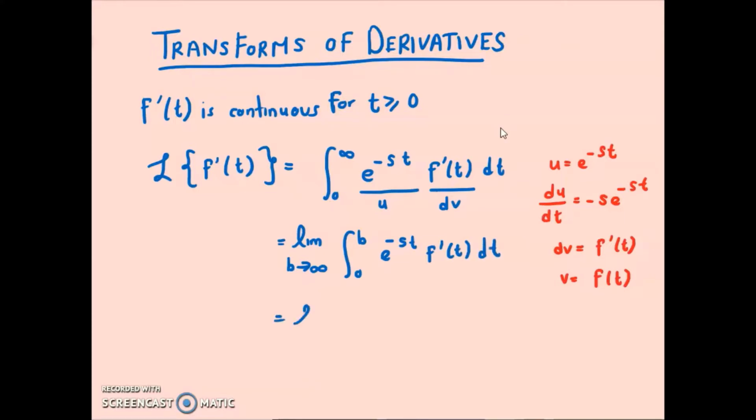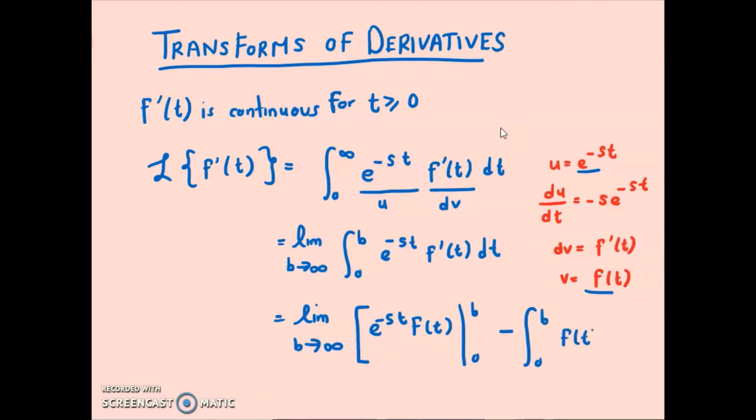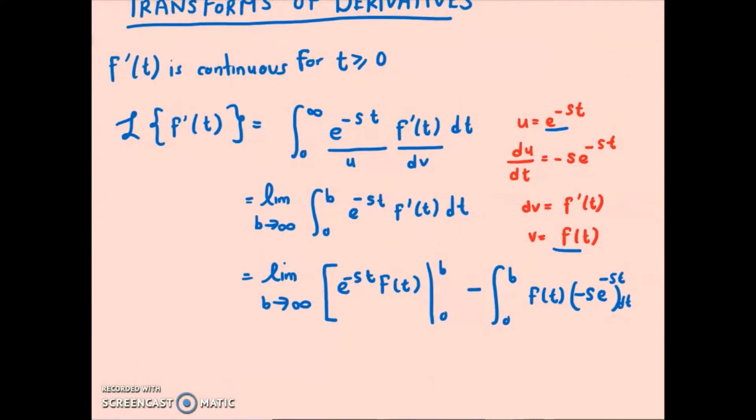By integration by parts, the limit as b approaches infinity of uv, from 0 to b, minus the integral from 0 to b of v du. Now what is du? du is this, negative s e to the negative st dt. So this is the whole thing here.